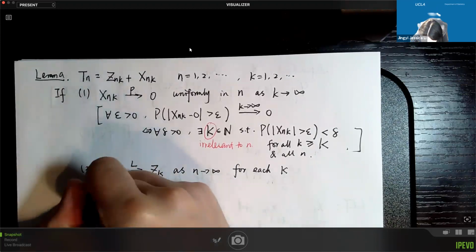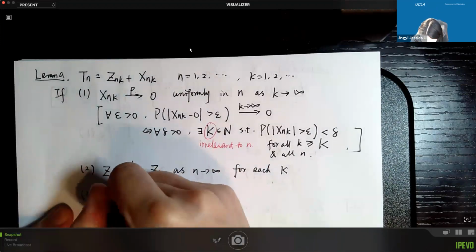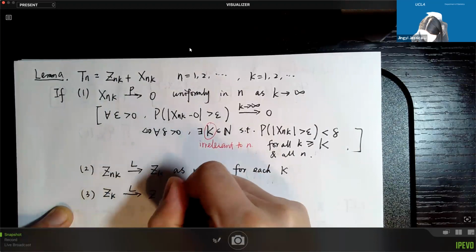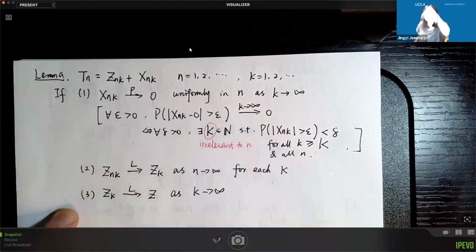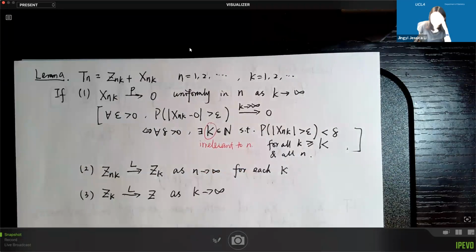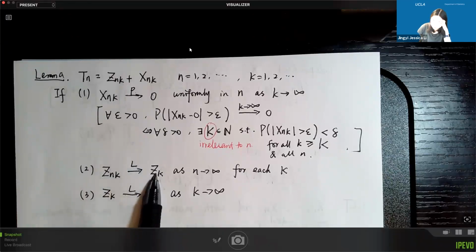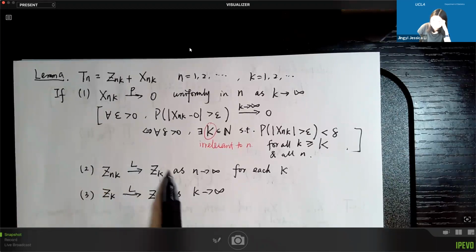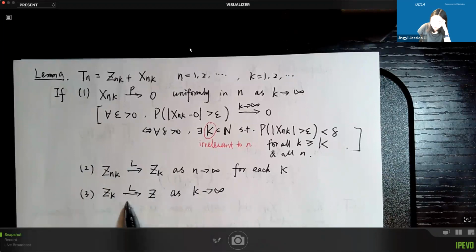And then Z_K, this limit, converges in law to Z as K goes to infinity. So I'm saying that this is a two-step convergence in law. By letting n go to infinity, I have a limiting random variable whose distribution is the asymptotic distribution for Z_{n,K} when n is infinity. And this Z_K itself still depends on K. Next, I let K go to infinity further, and I have a limiting random variable, and this limit has nothing to do with either K or n.